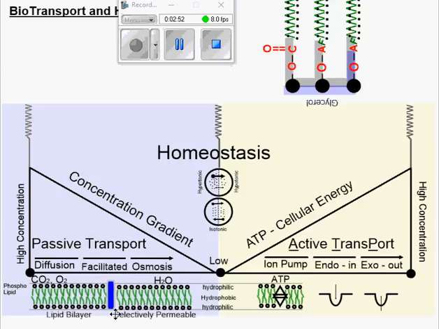Protein channels have exactly the right shape to allow a very specific molecule or ion to pass through the membrane. But it still moves from high concentration to low concentration. We call this moving down its concentration gradient.